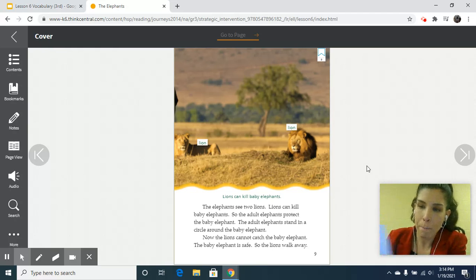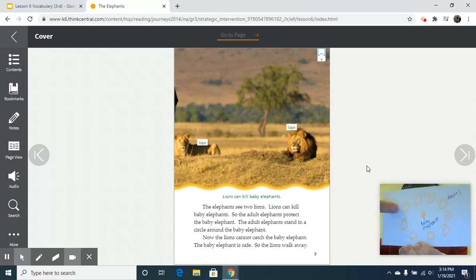Okay, so here's the baby. This is what they're talking about. The baby is in the middle, and then these are all the adults. Sorry, I can't do this backwards. Adults surrounding and protecting the baby elephant. So the adult elephants stand in a circle around the baby. So remember, this is my circle.